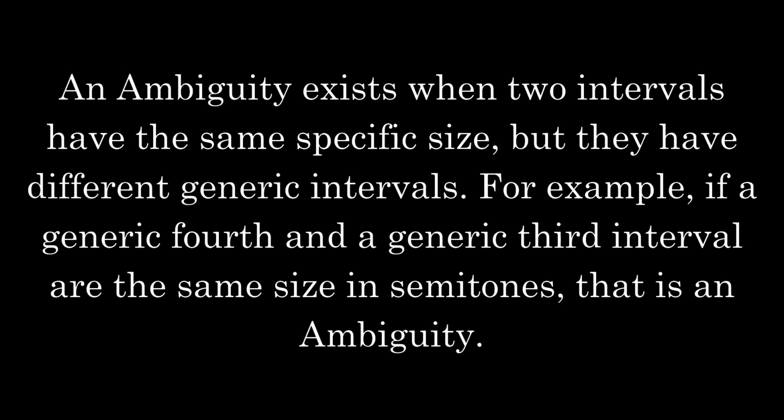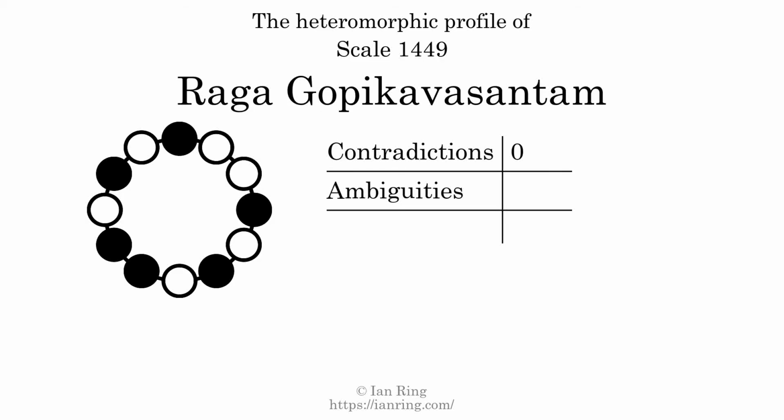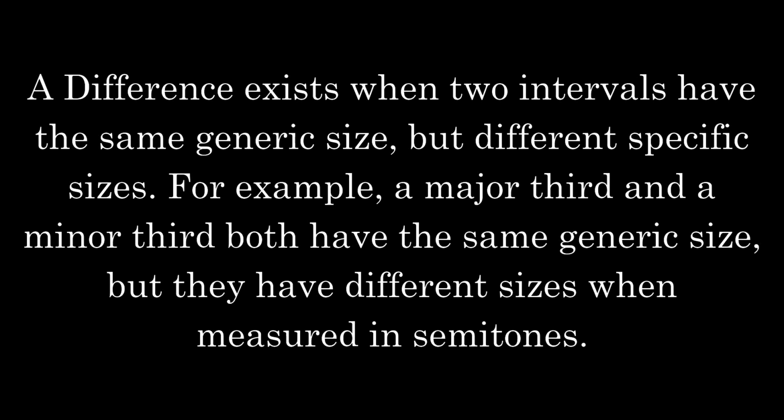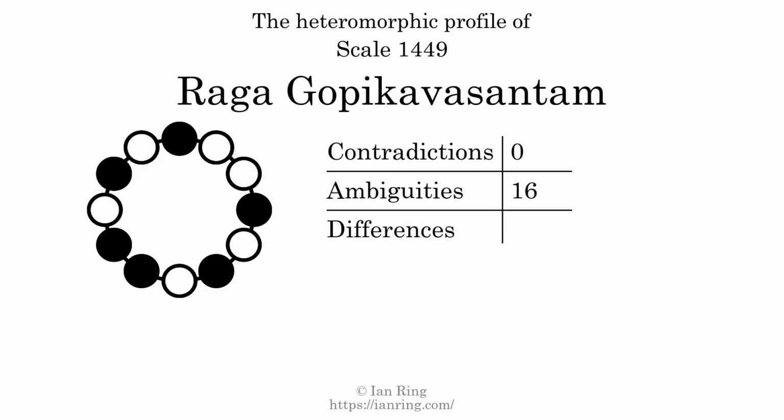An ambiguity exists when 2 intervals have the same specific size, but they have different generic intervals. For example, if a generic fourth and a generic third interval are the same size in semitones, that is an ambiguity. The number of ambiguities in this scale is 16. A difference exists when 2 intervals have the same generic size, but different specific sizes. For example, a major third and a minor third both have the same generic size, but they have different sizes when measured in semitones. The number of differences in this scale is 51.